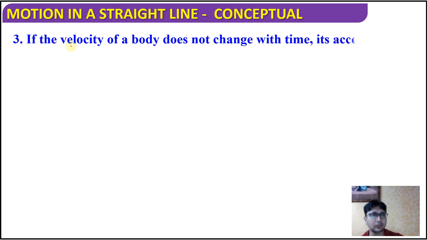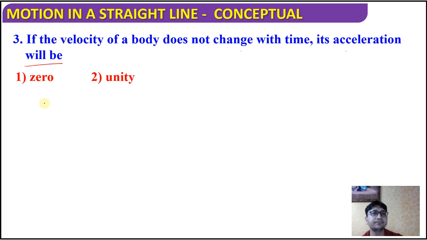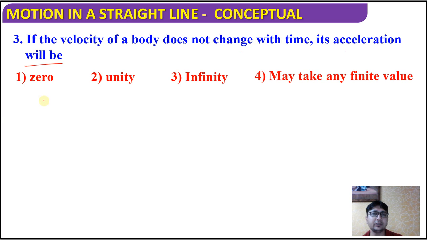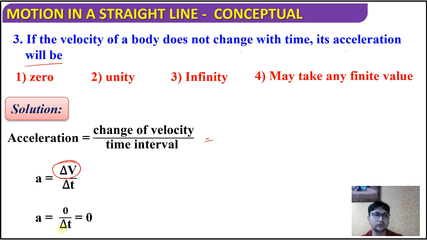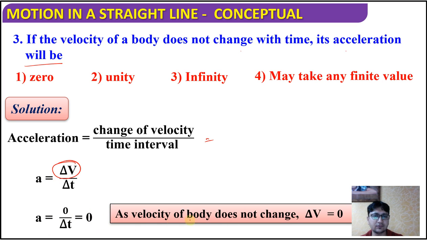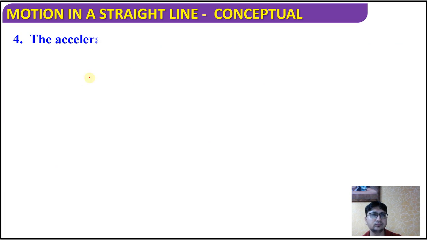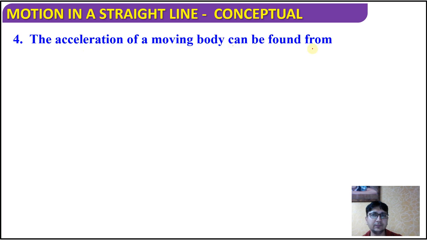Next, if the velocity of a body does not change with time, its acceleration will be 0, unity, infinity, or may take any finite value. Let's see. Acceleration is equal to change in velocity upon time, meaning we can write v2 minus v1, or delta v upon delta t. If the velocity of the body does not change, delta v is 0. So acceleration is 0.